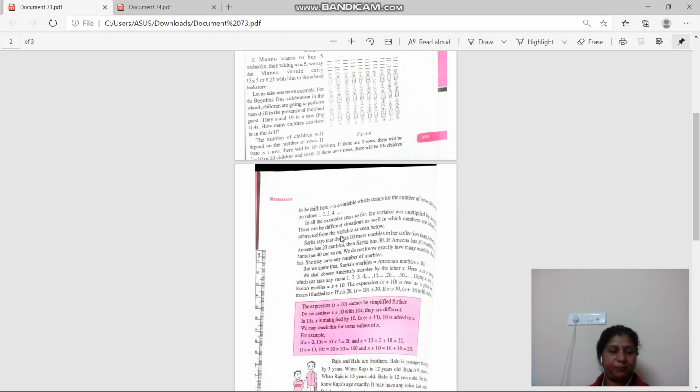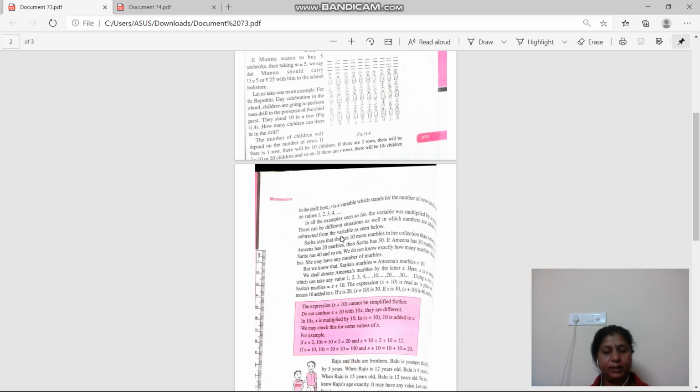सरिता के पास है. Suppose Amina has 20 marbles, we don't know, but suppose, then how many marbles does Sarita have? 20 plus 10, that is 30. Get it? Then it is 30. If Amina has 30 marbles, suppose करो अमीना के पास 30 marbles है, अब सरिता के पास कितने हो गए? 10 ज़्यादा, that means 40, and so on.